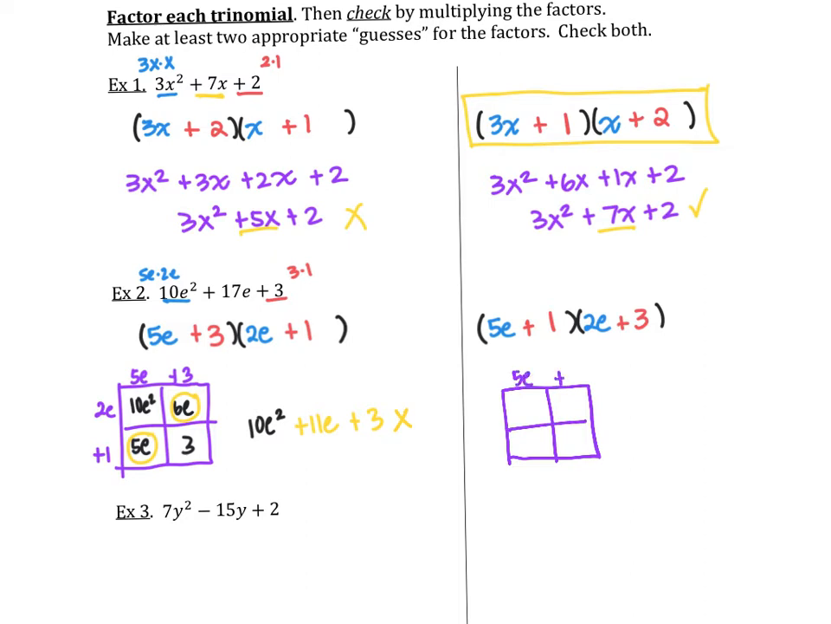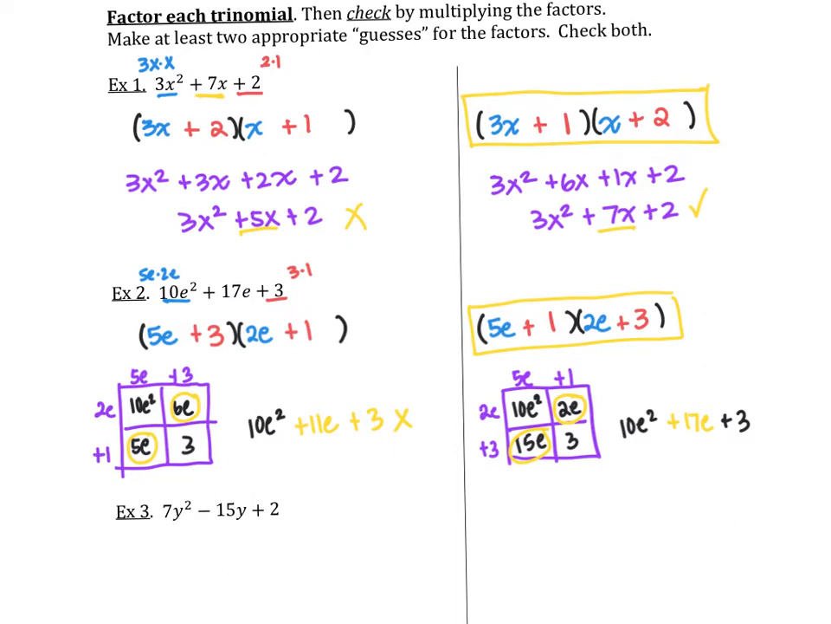So 5e plus 1, 2e plus 3. Okay, 5e times 2e is 10e to the second. 2 times 1e, 2e. 5e times 3 is 15e. 3 times 1 is 3. So let's see if this one works. 10e to the second, 2e plus 15e is 17e's. And then I still have the plus 3. Is that what I wanted? Yes. So since it checked, this was the correct factors for the given polynomial.